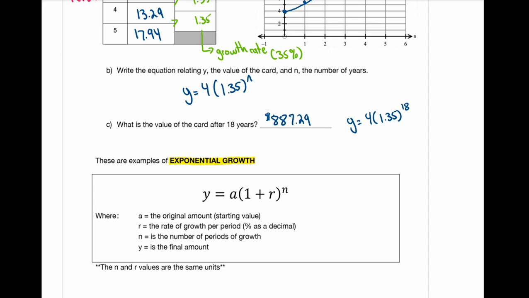So we will see the question tell us a percent, and we have to turn that into a decimal. And then n is the number of periods of growth, so we usually leave that as n, and y is the final amount. So the only two things you actually need to fill in this equation are your a and your r. The y and the n are your generalized variables, kind of like your y and your x. But the a and the r you do need to fill in. You need to know your starting amount, and you need to know your growth rate.